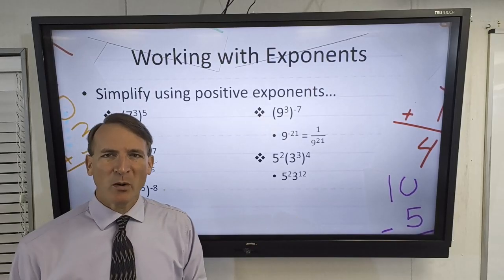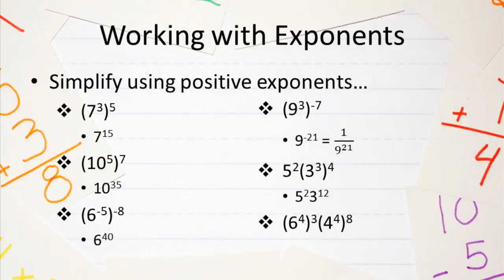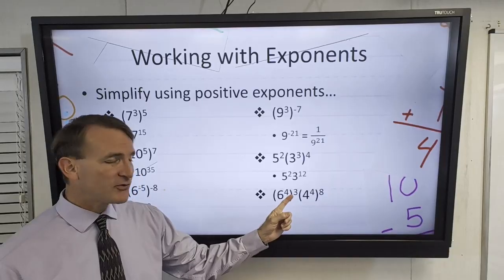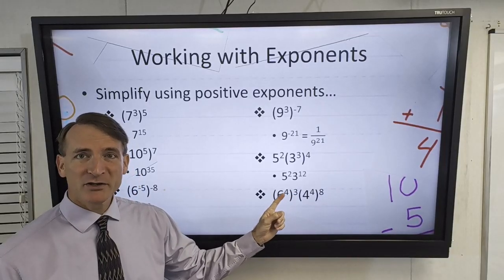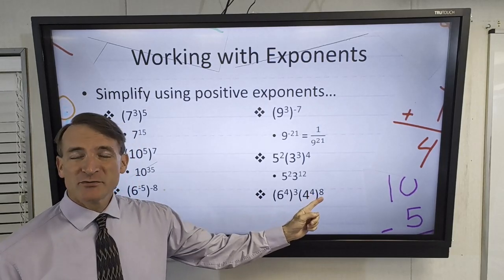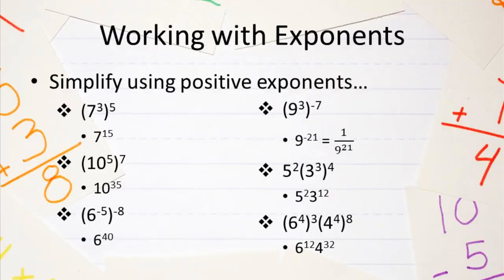Obviously, if we were to work that out on a calculator, we would get an actual number. How about 6 to the 4th raised to the 3rd power times 4 to the 4th raised to the 8th power? In this case, 6 to the 4th raised to the 3rd power is going to give you 6 to the 12th power, because 4 times 3 is 12. 4 to the 4 times 8 power, which gives you 4 to the 32nd power. So my final answer is 6 to the 12th, 4 to the 32nd.